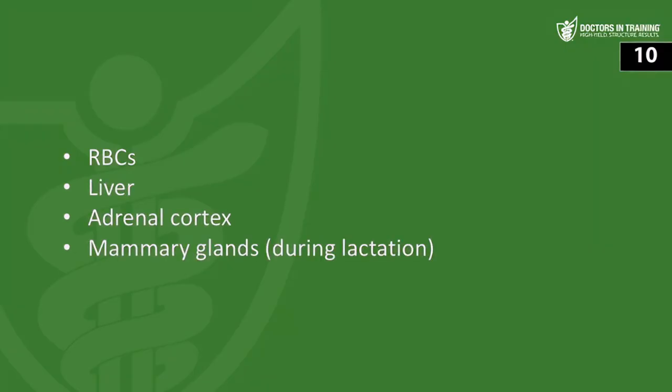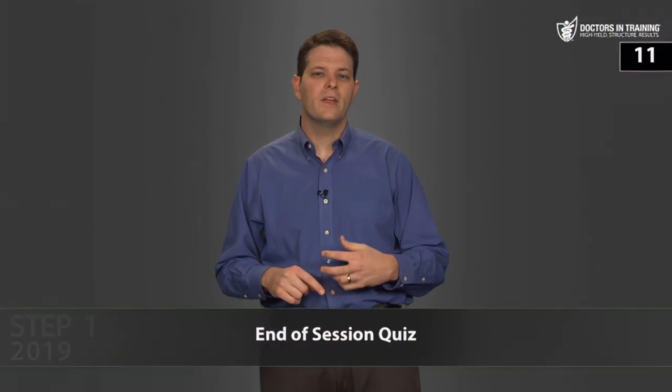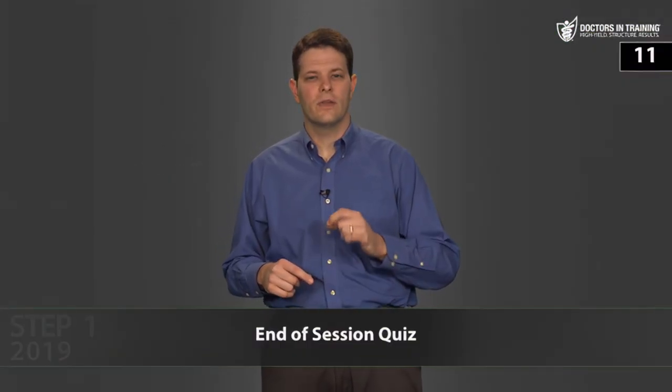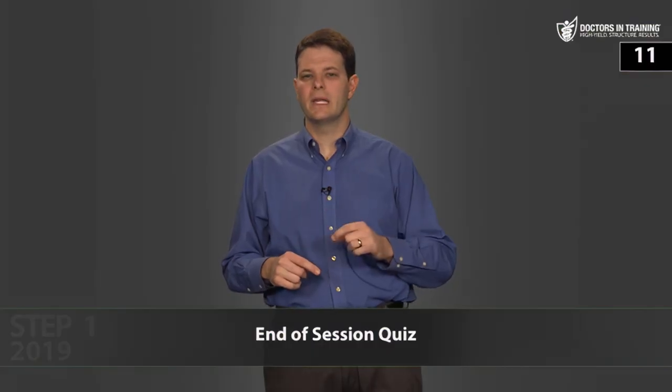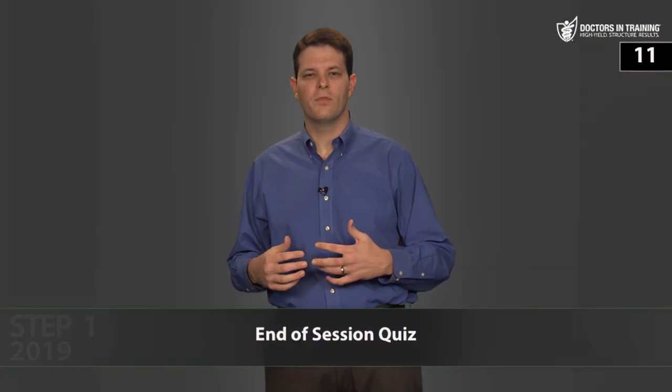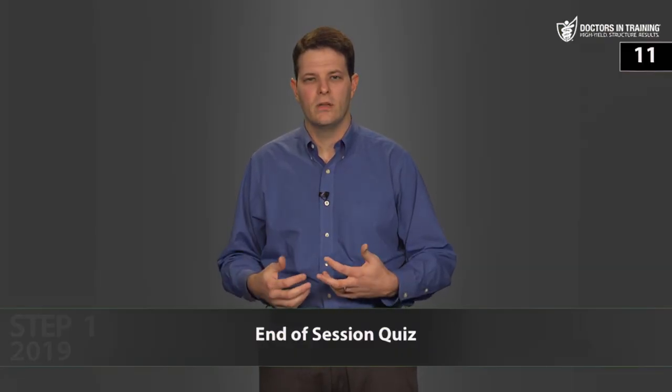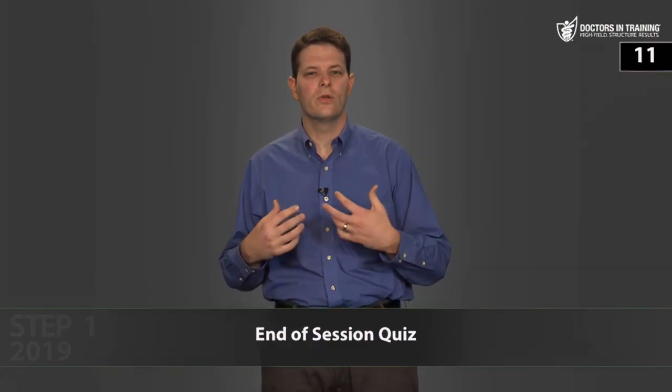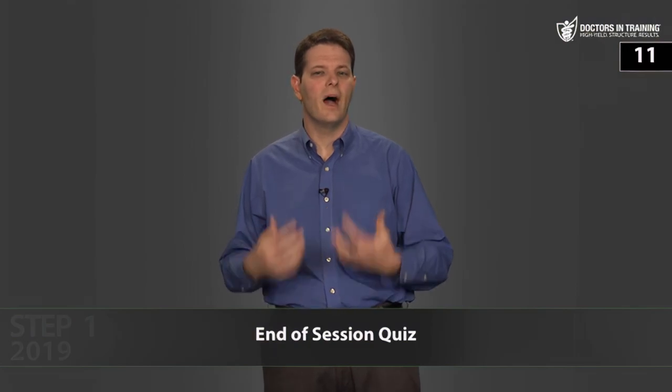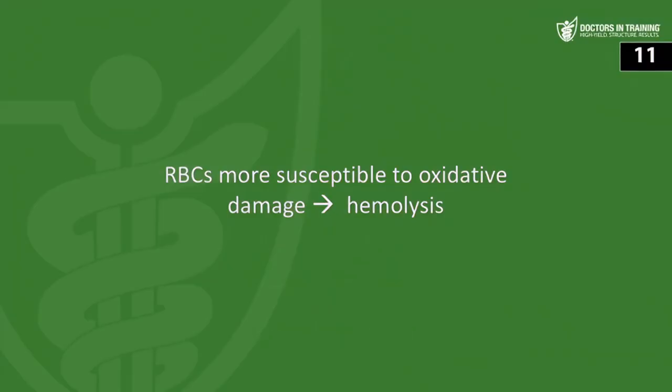So this pathway is especially important in red blood cells, in the liver, in the adrenal cortex, and the mammary glands during lactation. Next, explain why a deficiency of the enzyme that's the rate limiter for the HMP shunt can result in hemolytic anemia. So again, that rate-limiting enzyme is G6PD, and that's responsible for generating NADPH. So NADPH is used to produce reduced glutathione, and that's an important antioxidant. So without G6PD, RBCs are going to be more susceptible to oxidative damage, and that leads to hemolysis.